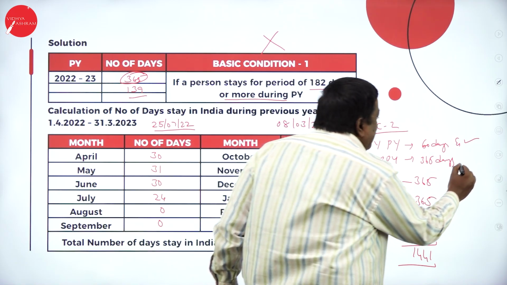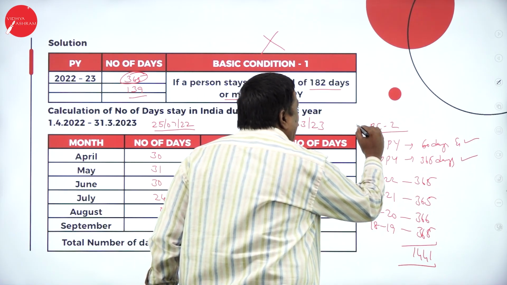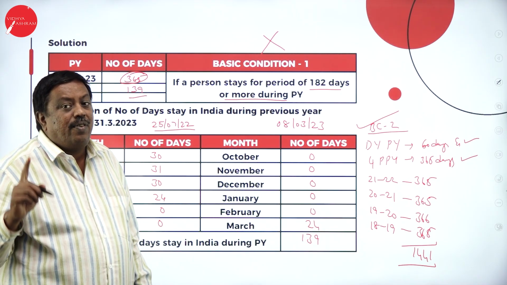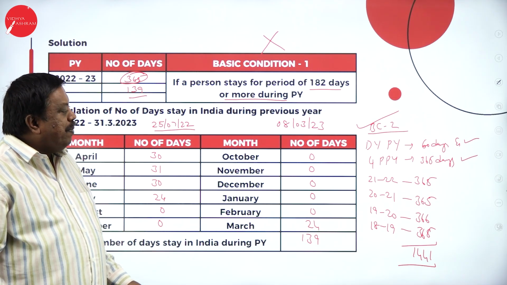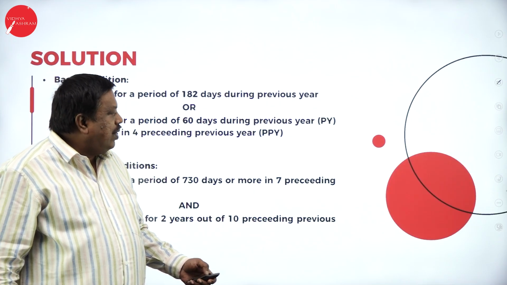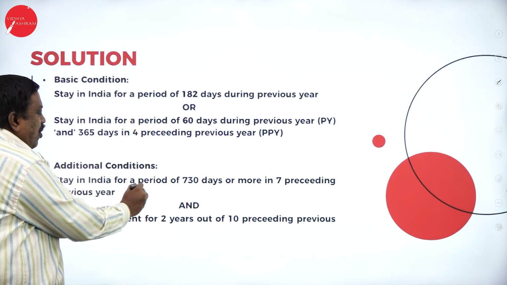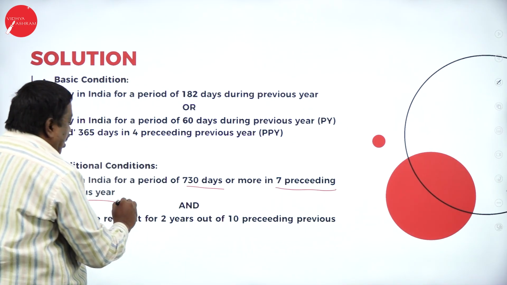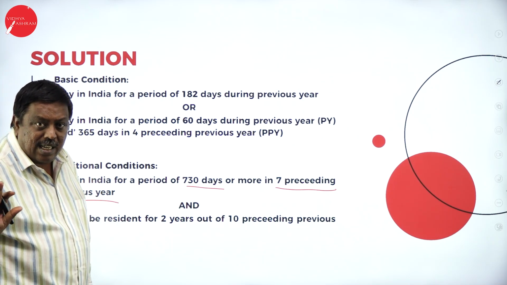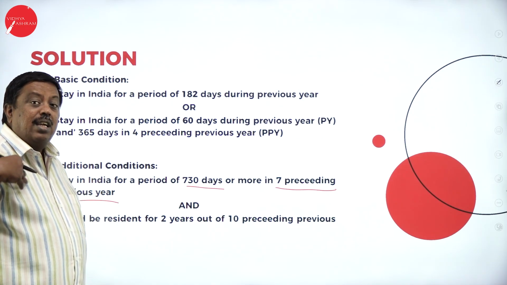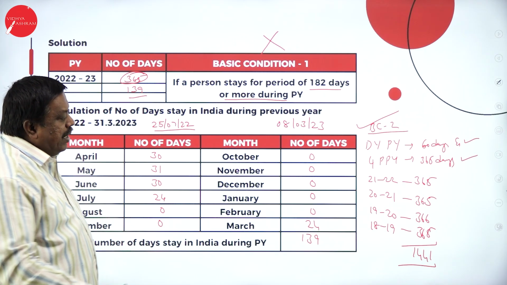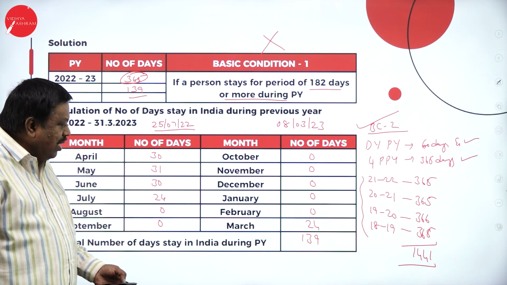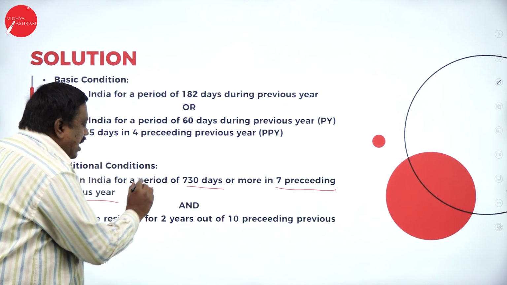So I've satisfied the second half of the basic condition. I've satisfied one basic condition. What is my additional condition? Stay in India for a period of 730 days during 7 preceding previous years. Out of 7 years, my stay in India should be 730 days. But in these 4 years only, my stay is 1,441, which is above that. So I have satisfied my first additional condition.